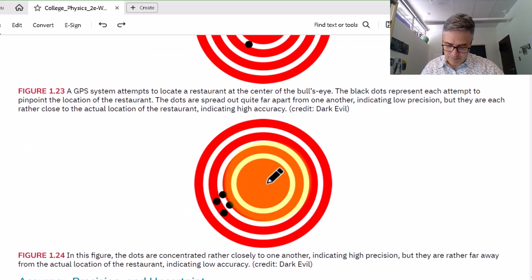It's also possible to be precise but not accurate. This is a smaller cluster of 4 measurements, but they're all wrong, right? They're all pushing you off in that direction. So it's not accurate, but the number of decimal places is higher or something. It's a more precise measurement.